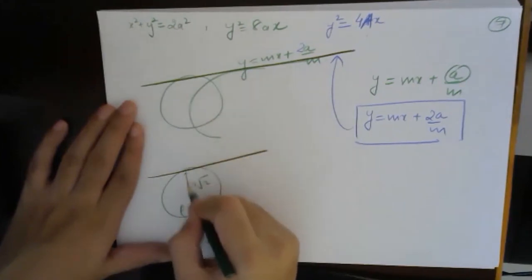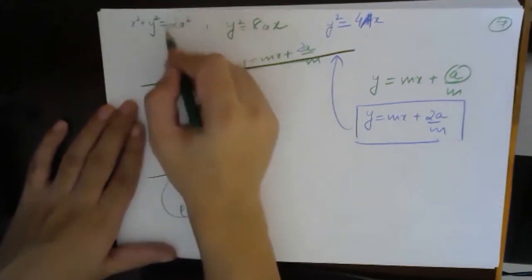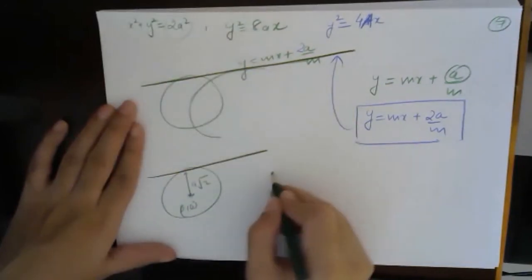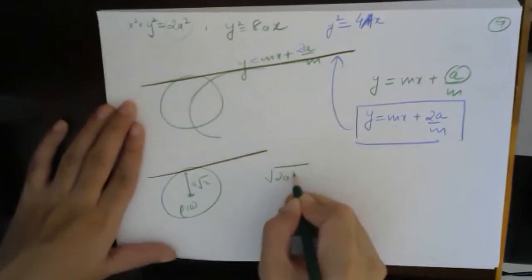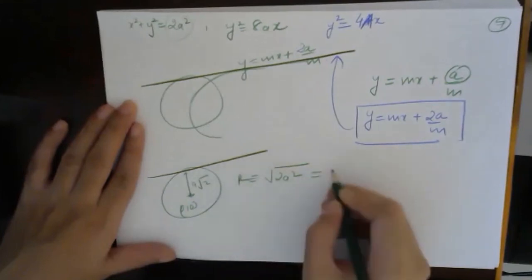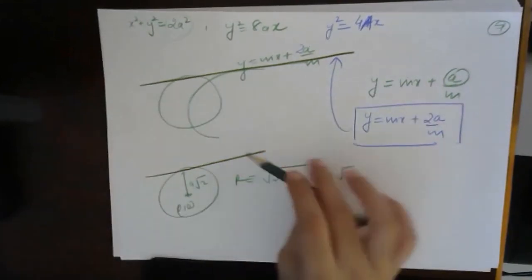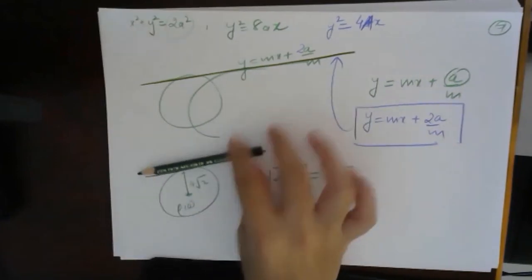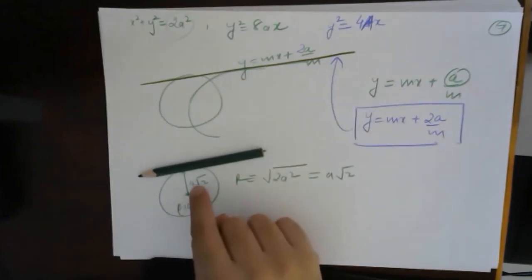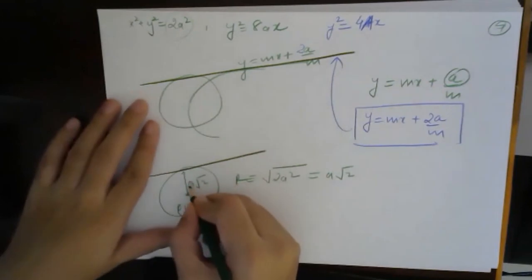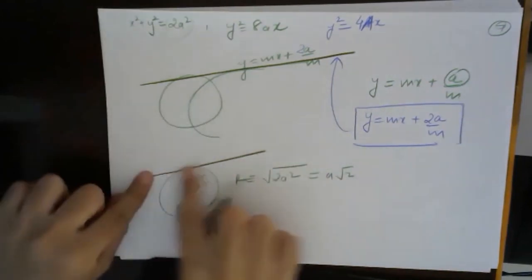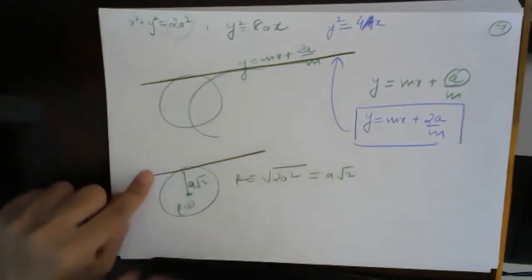This radius is a root 2, because this is r square. So the radius is under the root of 2a square, which is nothing but a root 2. That means the distance of this line, which is the tangent, from the center should be equal to a root 2.